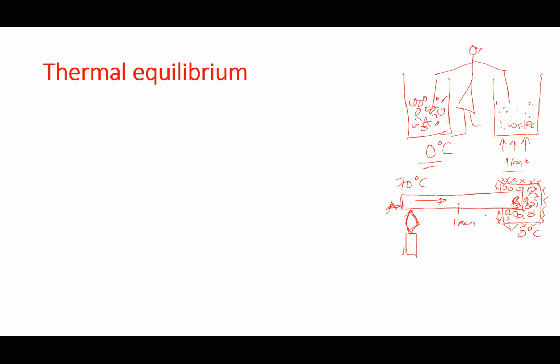Heat or thermal energy naturally flows from a region of high temperature to a region of low temperature. Then suppose now end A and end B have reached the same temperature. So here we say that thermal equilibrium has been established. When two ends or two regions or two bodies in contact are at the same temperature, we say that thermal equilibrium has been established.